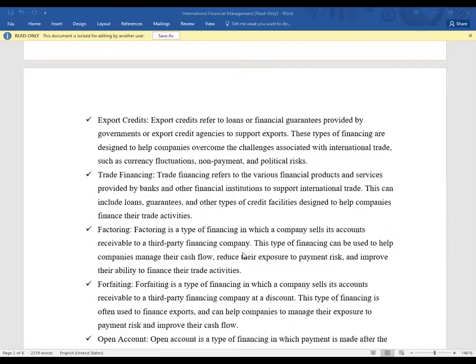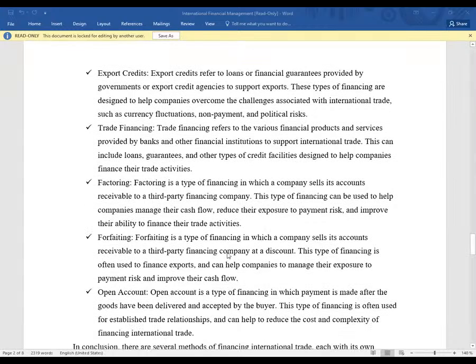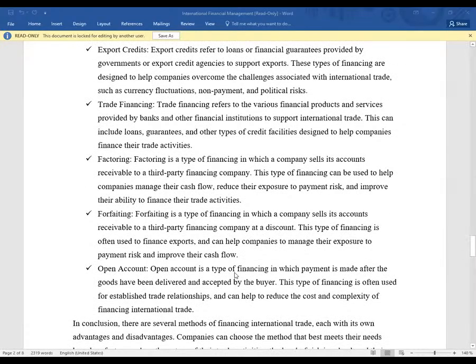Forfeiting is quite similar. Forfeiting is a type of financing in which a company sells its accounts receivable to a third-party financing company at a discount. So you forfeit something. This type of financing is often used to finance exports, and it can help companies to manage their exposure to non-payment. So it's the same explanation as with factoring, but here you're going to forfeit some discount. You can say 20% is theirs.